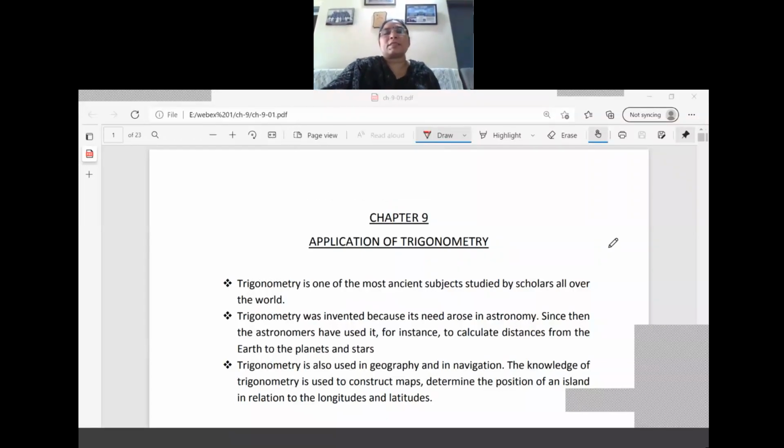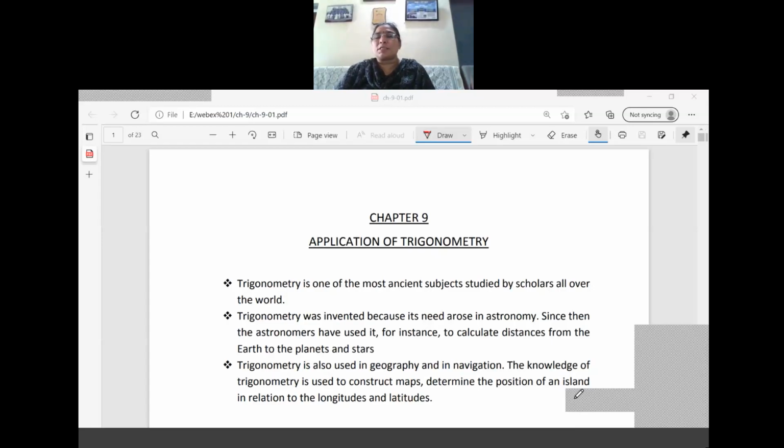Application of trigonometry. This chapter is a continuation of the trigonometry chapter only. So you have already learned the identities and the values there. Mainly this question is for values only. So let us see what the theory part of this one is.